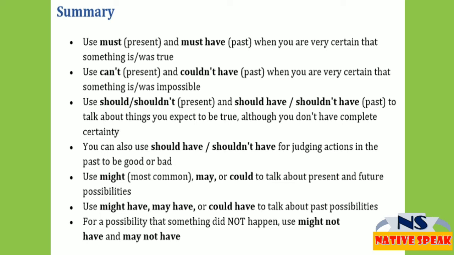Let's summarize the modal verbs for deduction. Use must in the present and must have in the past when you are very certain that something is or was true. Use can't in the present and couldn't have in the past when you are very certain that something is or was impossible. Use should or shouldn't in the present and should have or shouldn't have in the past to talk about things you expect to be true, although you don't have complete certainty. You can also use should have or shouldn't have for judging actions in the past to be good or bad.